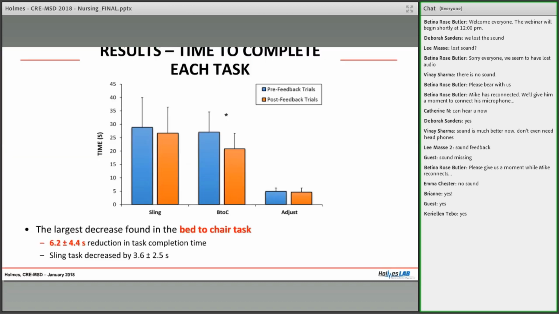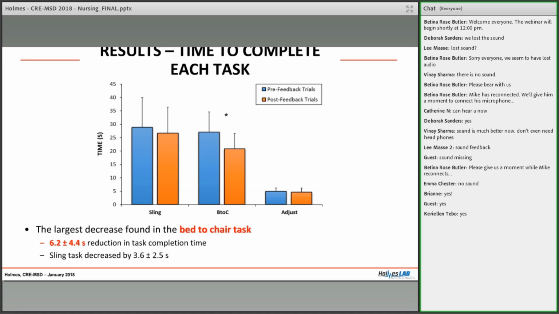In terms of the results here, first of all, there'll be a couple of graphs to come up in a second that are all set up the same way. So we have blue bars representing our pre-feedback trials and orange bars representing our post-feedback trials. Along the bottom, we have our different patient handling tasks, so the sling, bed to chair, and adjust. And in this case, we're showing the time to complete each of the tasks.